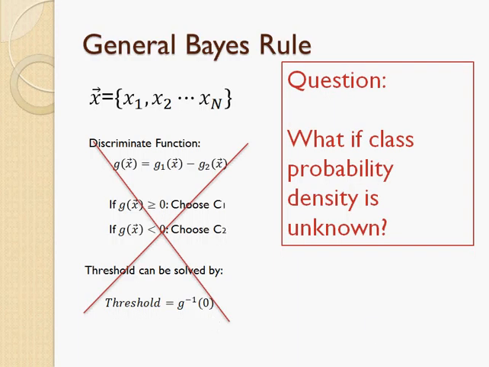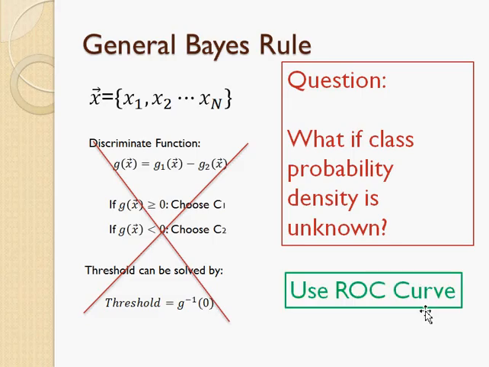But here's the question. In practice, we don't know the class probability density. If we use Bayes rule, we have to find a way to estimate the density from the training data and calculate the threshold. We may ask the question again, is there any way to find out the threshold from training data without estimating the density? Actually, ROC curve came to rescue the world.